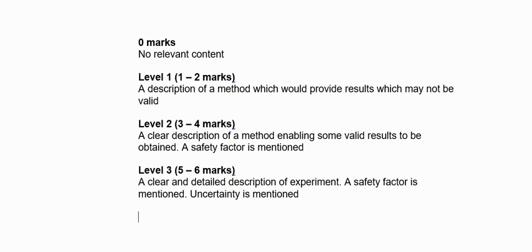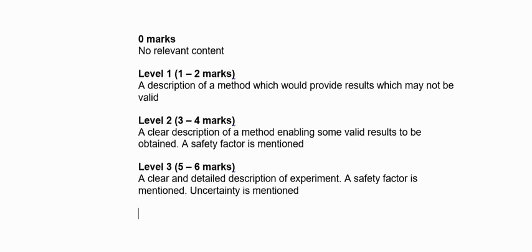So this is the mark scheme that examiners see. First of all, it's marked according to a best fit principle. Is your method valid? Will it produce the results expected? And have you followed all of the instructions exactly? To get a high level of marks, you need to have a clear and detailed description of the experiment. You need to mention a safety factor, and you need to talk about uncertainty. In this context, uncertainty is about either making it a fair test or improving accuracy.